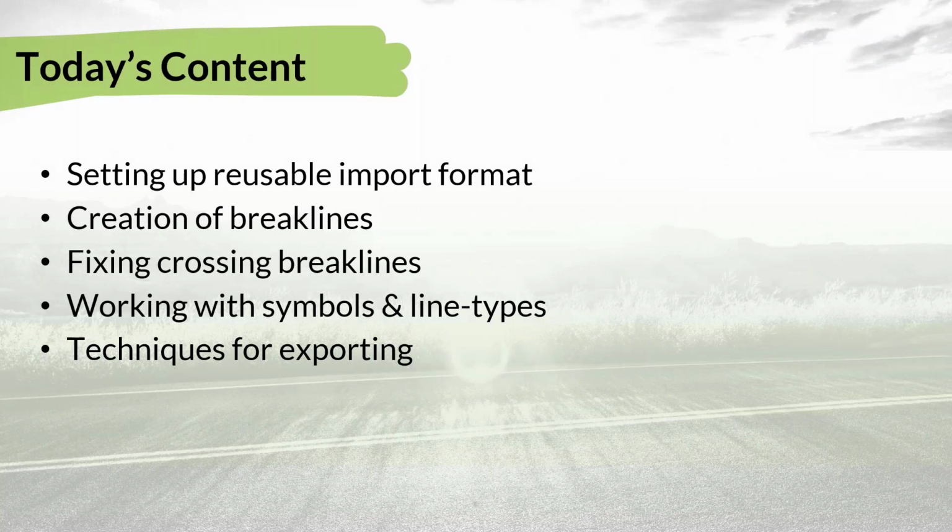So today's content, as I mentioned, focuses on conventional survey data and how to create accurate terrain models. This includes setting up a reusable import format, how to create break lines, how to fix those break lines when they happen to cross, how to work with symbols and line types, and then finally, it'll also cover some techniques for exporting data, whether this is back out to machine control for slope staking and construction, or even just back to a total station. So we will tackle that.